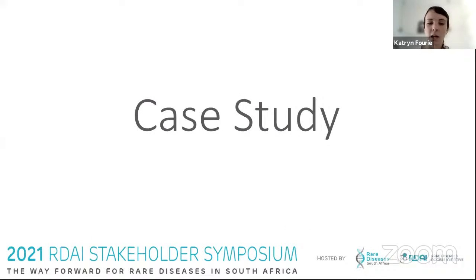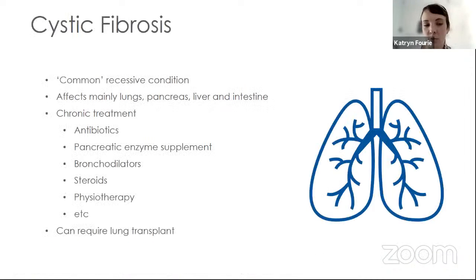All right, very quickly, I'm going to run through a case study, and this is a theoretical case, but based on real events regarding cystic fibrosis. So cystic fibrosis is one of the more common recessive conditions. So it's a more common rare condition, if you can put it that way. It affects mainly the lungs, pancreas, liver, intestines, and involves chronic treatment. So antibiotics, pancreatic enzyme supplements, bronchodilators, steroids, physiotherapy, and so forth. And at a very extreme, it can also require a lung transplant. So think about the cost involved in treating this person.